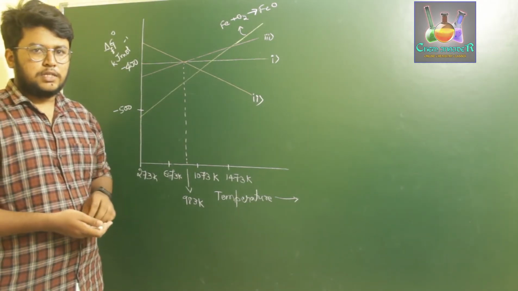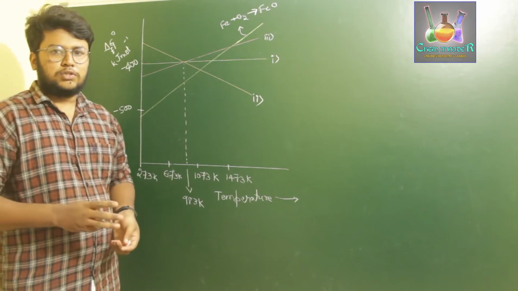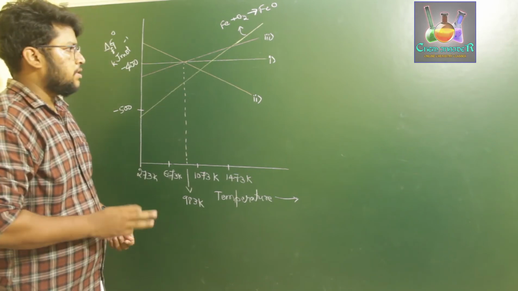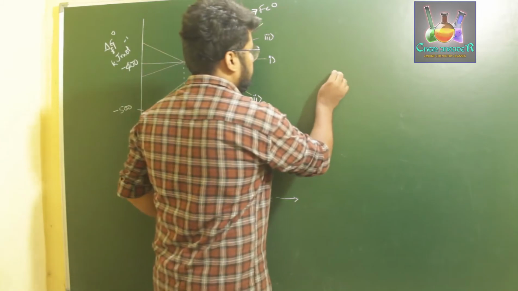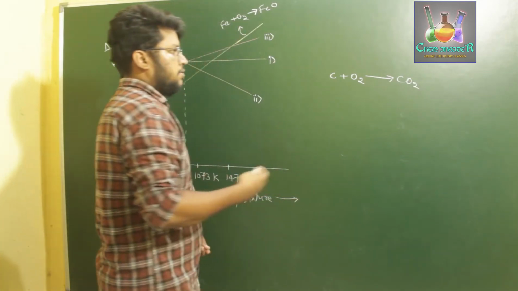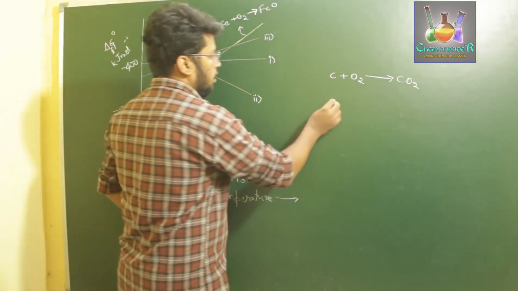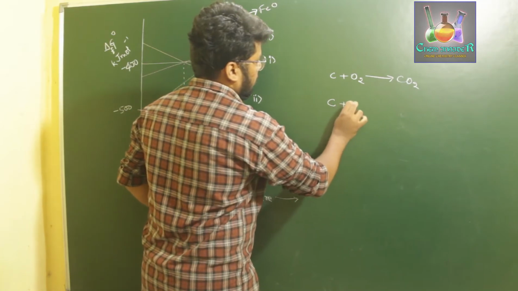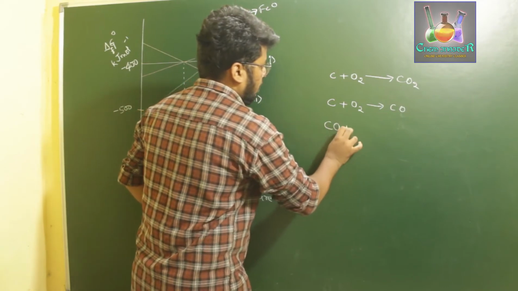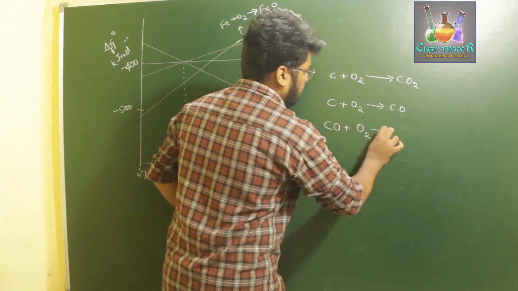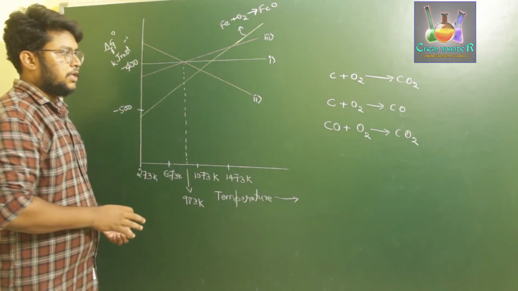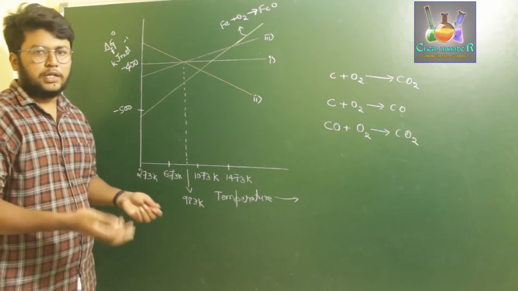Now, how do we choose coke as a proper reducing agent in all those reduction processes? If you have observed in the previous video, I wrote 3 oxidation reactions of carbon. One is carbon reacting with oxygen to form carbon dioxide. Second is carbon reacting with oxygen to form carbon monoxide. And in the third one, carbon monoxide reacting with oxygen to form carbon dioxide. These are 3 different reactions of carbon and carbon monoxide as reducing agents, or how they get oxidized.